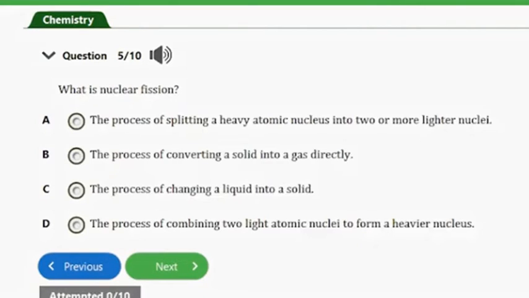What is nuclear fission? We have options A, the process of splitting a heavy atomic nucleus into 2 or more lighter nuclei.